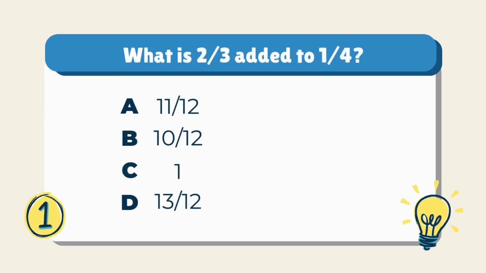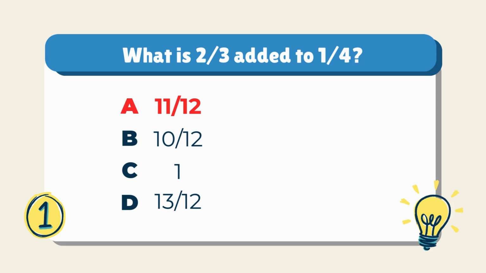Question number 1. What is 2/3 added to 1/4? A. 11 over 12. B. 10 over 12. C. 1. D. 13 over 12. Timer starts now. Okay, time's up. The correct answer is A.